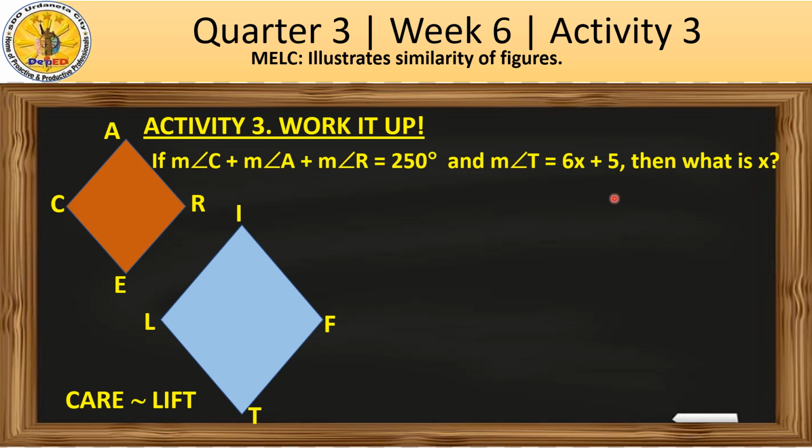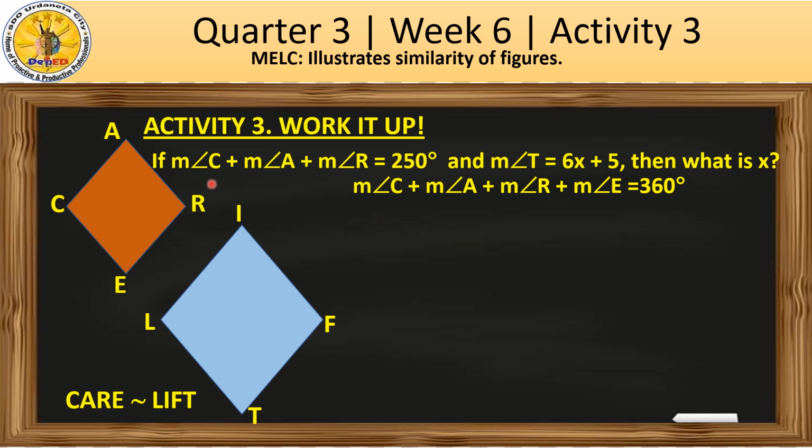Now, in setting up the equation for this, we will use the property of a quadrilateral, which is if you get the sum of the 4 angles of a quadrilateral, it will be equal to 360 degrees. So our equation will be the measure of angle C plus the measure of angle A plus the measure of angle R plus the measure of angle E is equal to 360 degrees.